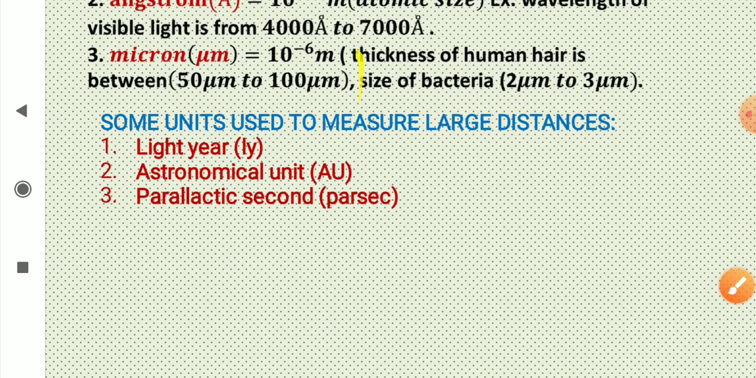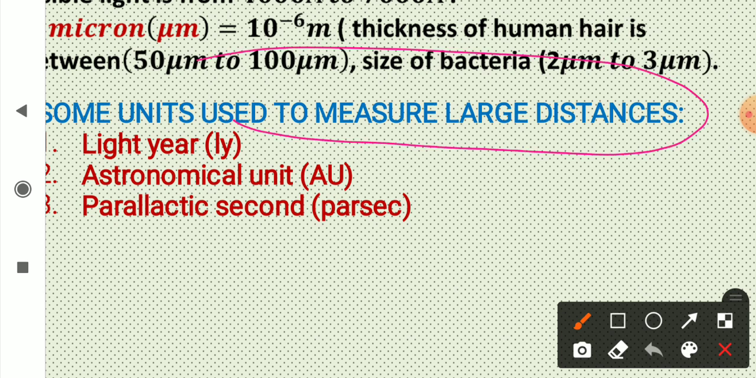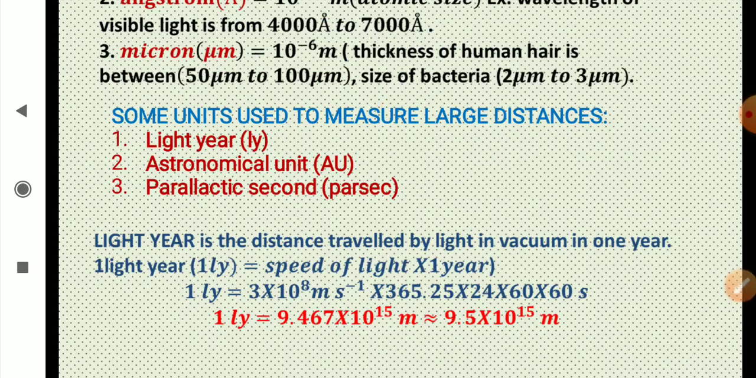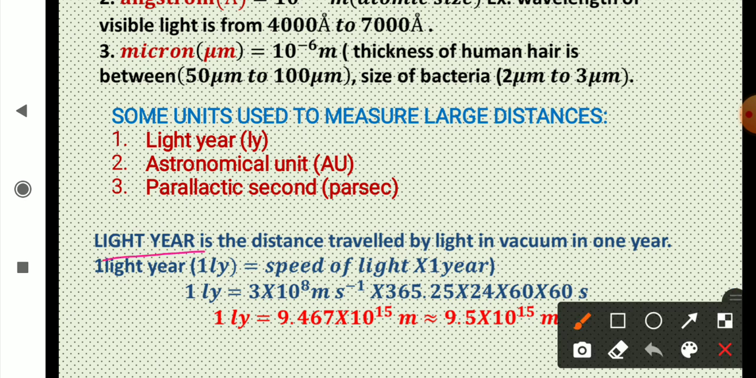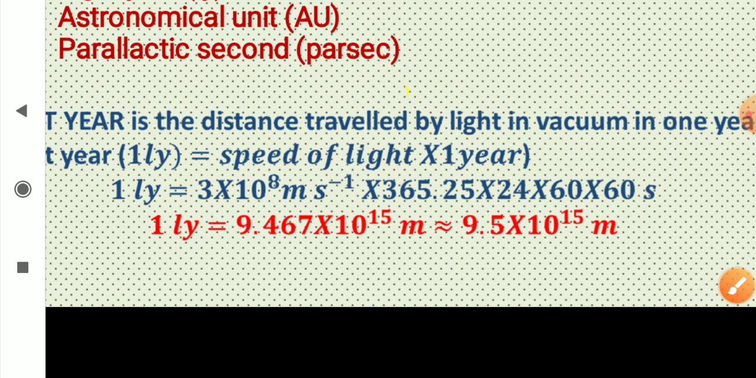And now let's have a look at some of the larger units to measure length, like light year, astronomical unit, and parallactic second called parsec. And let us look at their definitions first. Light year. Now light year is the distance travelled by light in vacuum in 1 year, right? So light year is unit of distance, and it is the distance travelled by light in 1 year.